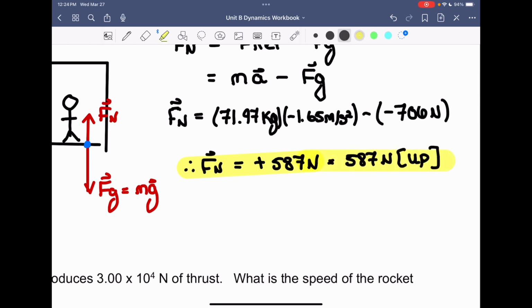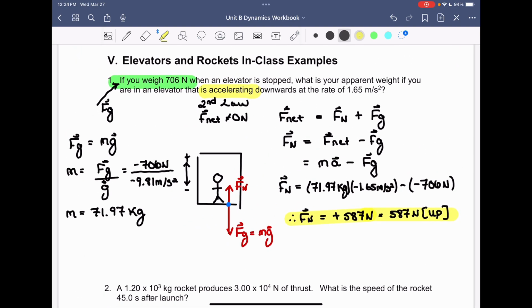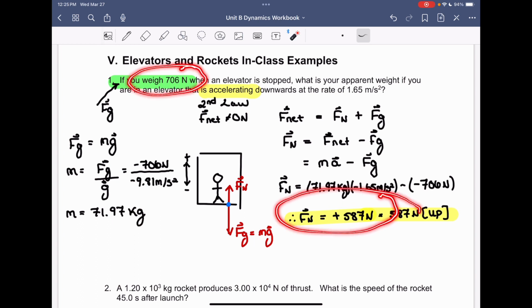Now, what I want you to retroactively look at in this problem is the following. When we zoom out of this problem, what we want to immediately compare is: is our Fg greater than our Fn in the end? And it's true. If you compare Fg, it's 706. If you compare our Fn, it's 587. Which one is greater?